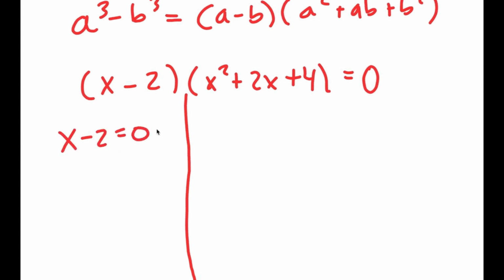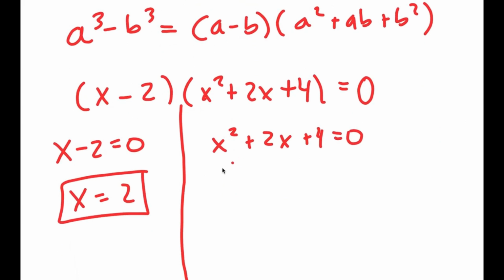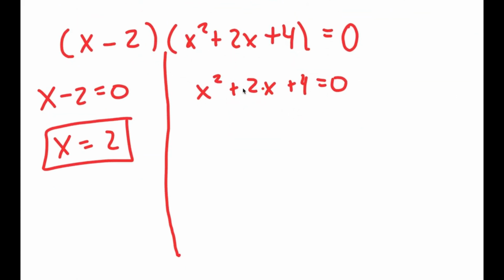I get x minus 2 equals 0 and x squared plus 2x plus 4 equals 0. For x minus 2 equals 0, I get x equals 2, which was a solution that we already got. But on top of this, we have a whole other equation with two more solutions because it's a quadratic equation. So to solve this, I'm going to use the quadratic formula.